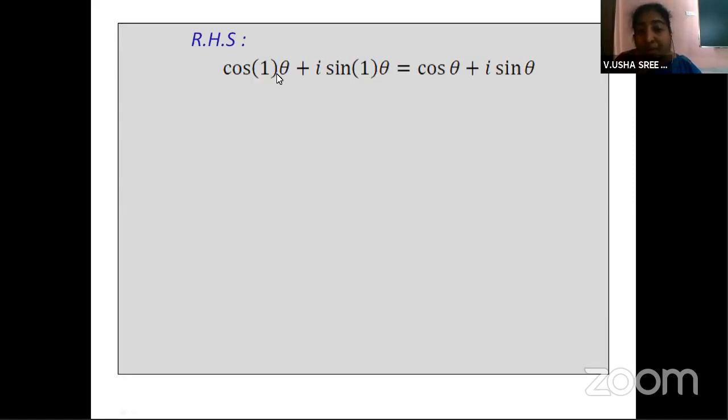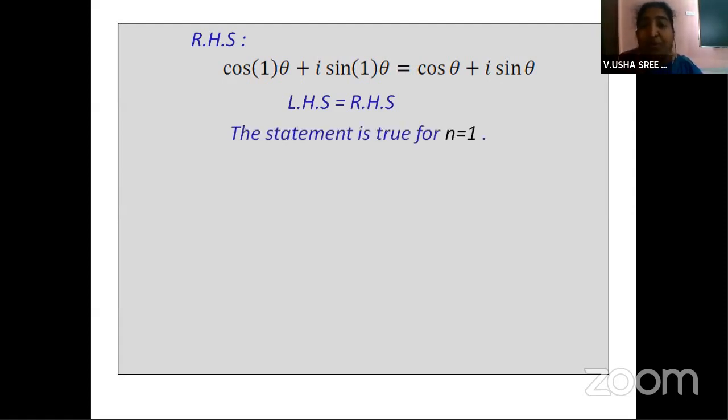Now we'll try to take RHS. What is RHS? Cos n theta plus i sin n theta, isn't it? Instead of n, we are substituting 1. So cos 1 theta plus i sin 1 theta. 1 into theta is anyhow theta. So you are left with cos theta plus i sin theta. That means your LHS and RHS both are same. Then we can definitely say the statement is true for n is equal to 1. That means we have completed proving the statement when n is equal to 1, the first step.